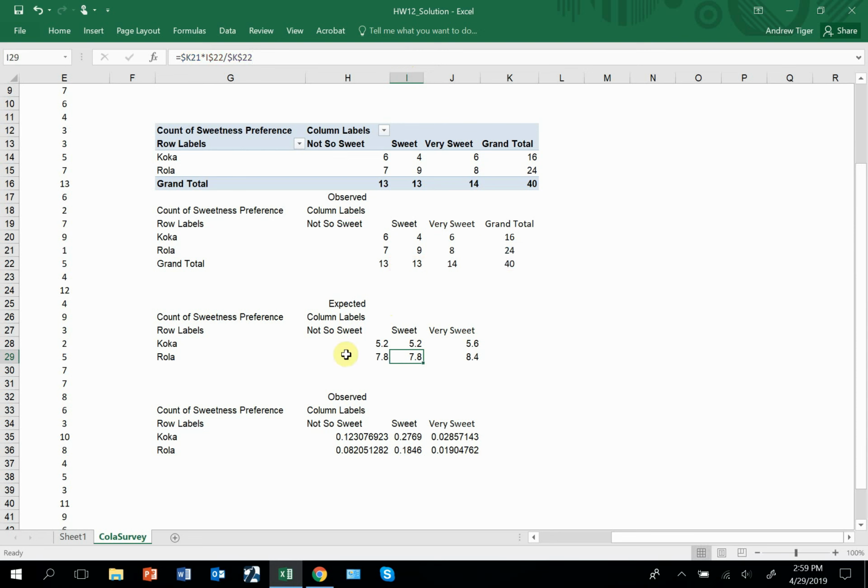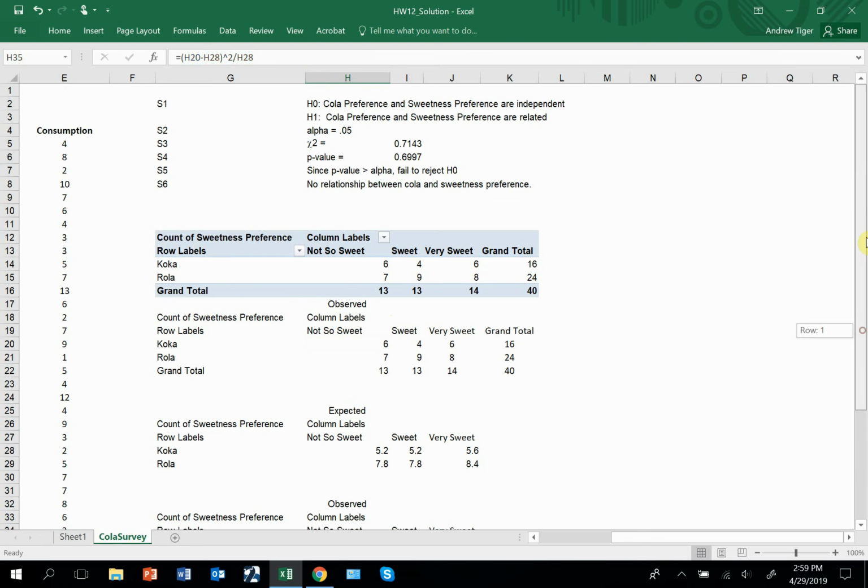Once I have these numbers, I can now calculate part of my chi-squared, which is the observed minus the expected, squared, divided by my expected. I get 6 terms, and if I add those up, I come up with my chi-squared number. So my chi-squared is the sum of those 6 numbers. Once I have that, I can calculate my p-value. For the p-value in Excel, I can use CHISQ.TEST. Grab the observed first and then the expected.